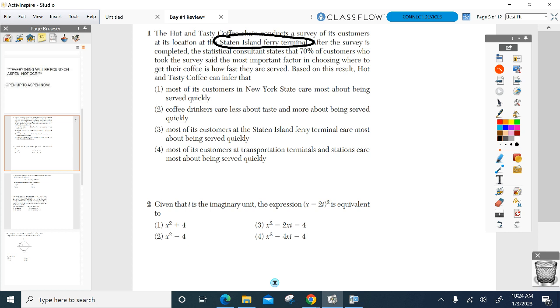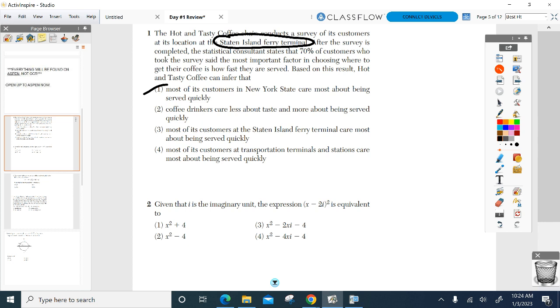So if I read number 1, can I say most of the customers in New York State care about being served quickly? No. Where did I give the darn survey? Not to all the terminals in New York State, only to Staten Island Ferry. So that can't be said true. I can only say something true from the Staten Island Ferry Terminal.